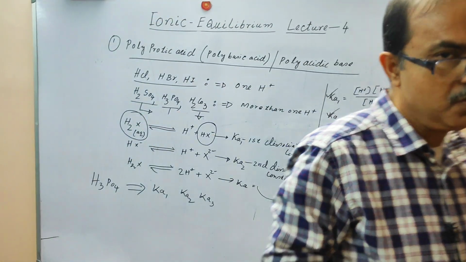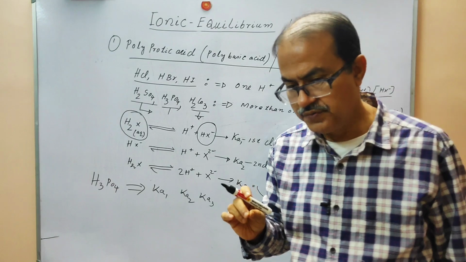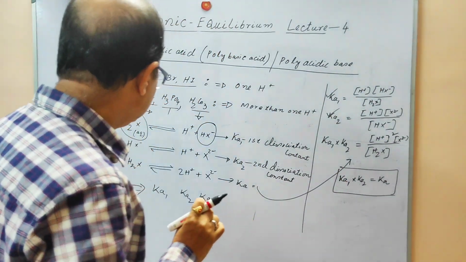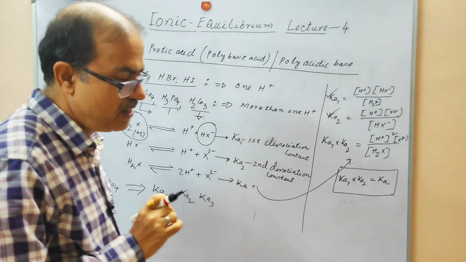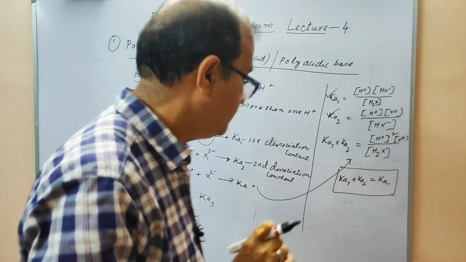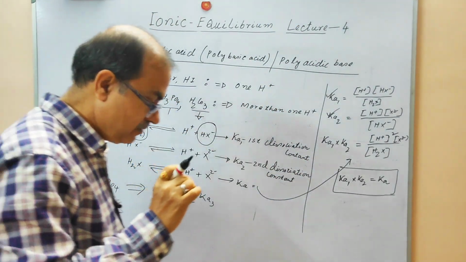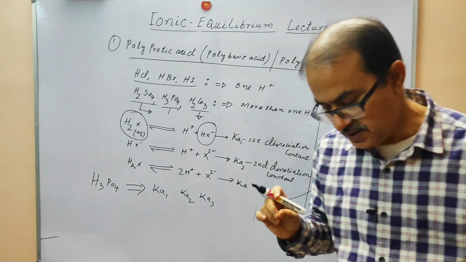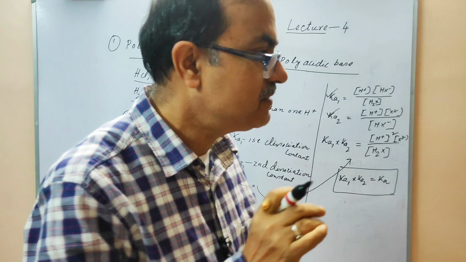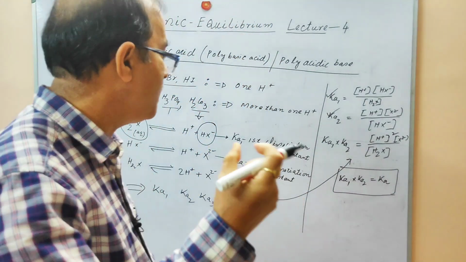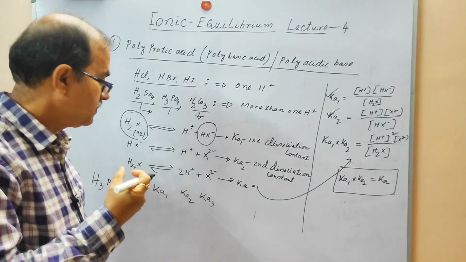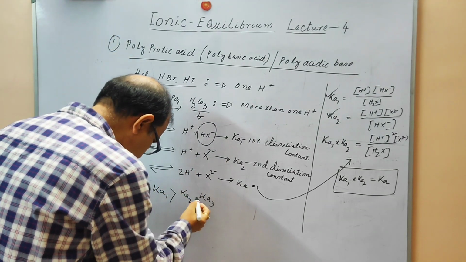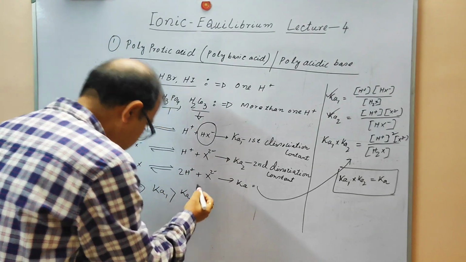There will be resistance, so you have to give a lot of energy. So in this case, Ka2, the second dissociation constant, will be lower than Ka1, because the higher the dissociation constant, the higher the probability of ionization, right? So in this case, Ka1 is always greater than Ka2, and Ka2 will always be greater than Ka3.